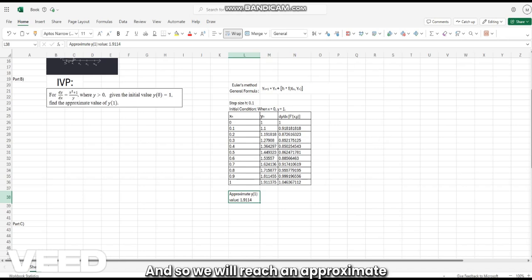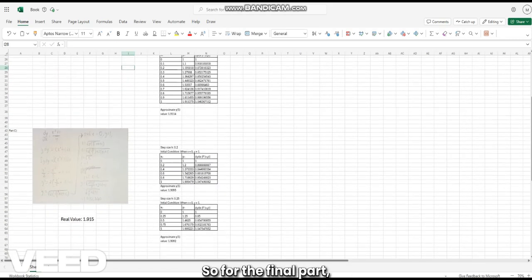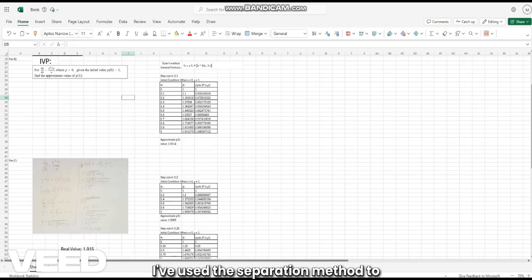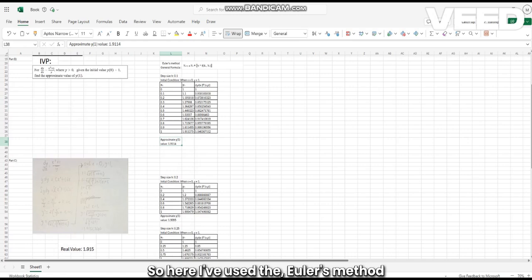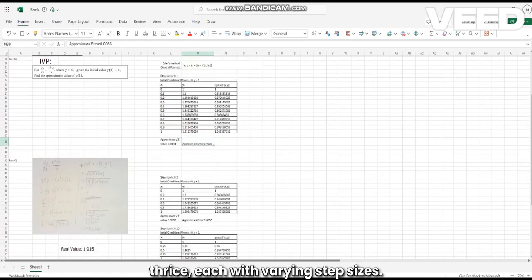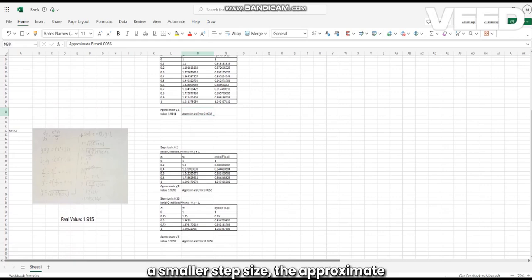And so we will reach an approximation when x equals 1, y equals a value of 1.9114. For the final part, I've used calculus. I've used the separation method to find the real value, and I've got 1.915 as the real value. Here I've used Euler's method thrice, each with varying step sizes, and what we can observe is that with a smaller step size, the approximate y1 value is much closer to the real value. And so as we can see, the approximate error for a smaller step size is smaller.